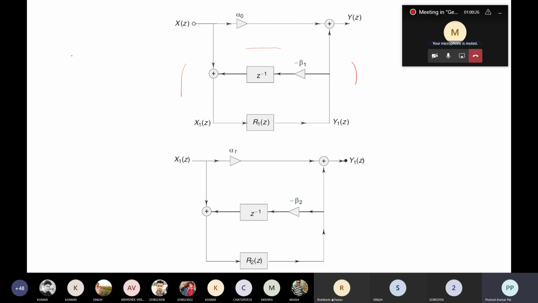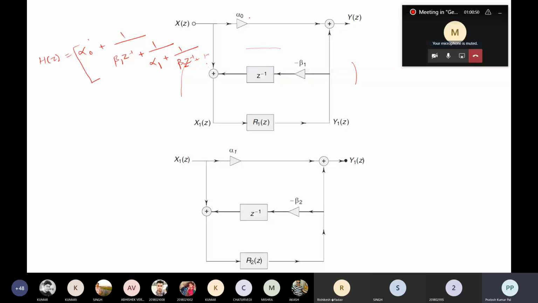In the ladder structure, h of z was alpha naught plus 1 upon beta 1 z to the power minus 1 plus 1 upon, then again alpha 1 plus 1 upon beta 2 z to the power minus 1, and so on. There are other terms. So this is the first step, you can say.